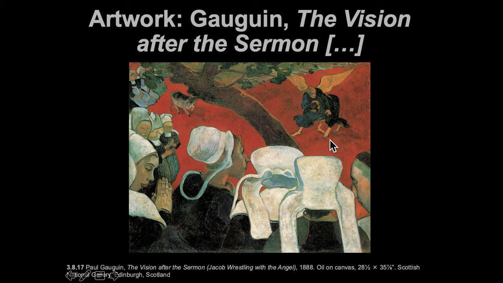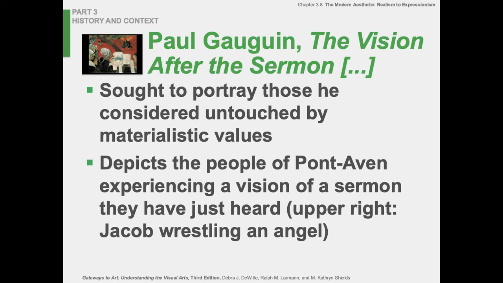He doesn't want to depict, Gauguin does not want to depict regular folks doing things. He wants to go for purity and for sincerity and spirituality. And he leaves not long after this. He goes to Tahiti to get away from the encroaching industrial culture. He's trying to get back to rural beliefs and religion and purity, although in Tahiti he contracts syphilis and dies. Okay, so he's trying to portray those untouched by materialistic values.